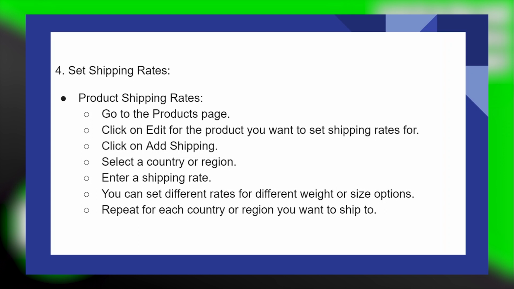Select a country or region. Then, enter a shipping rate. You can set different rates for different weight or size options. Repeat for each country or region you want to ship to.